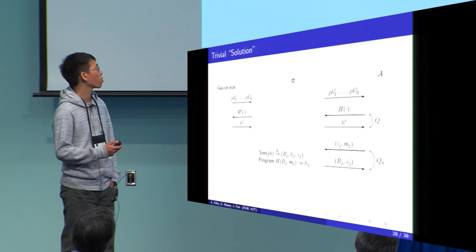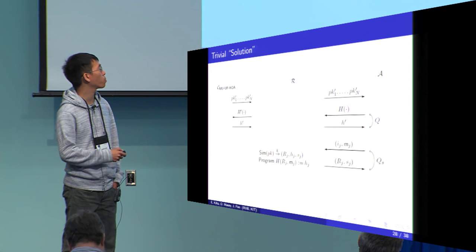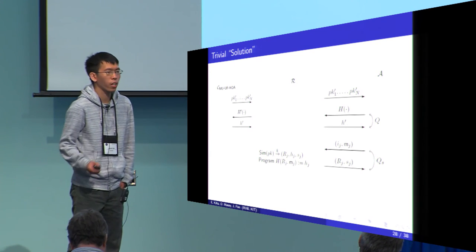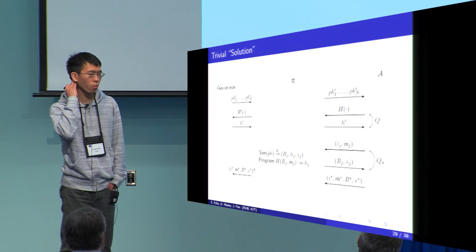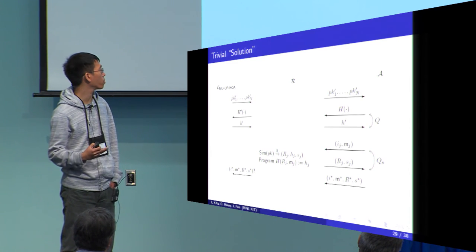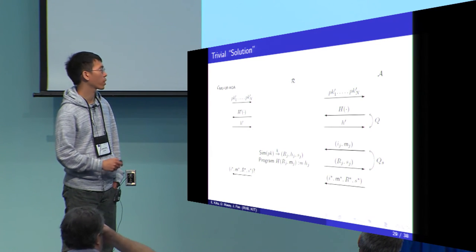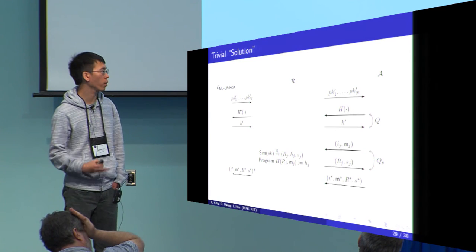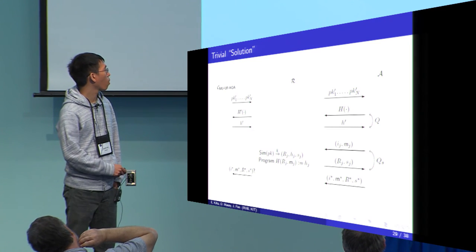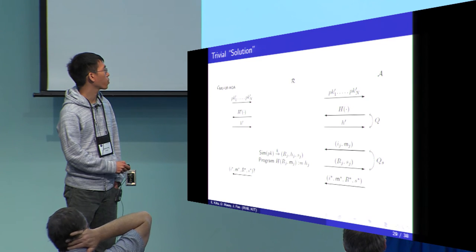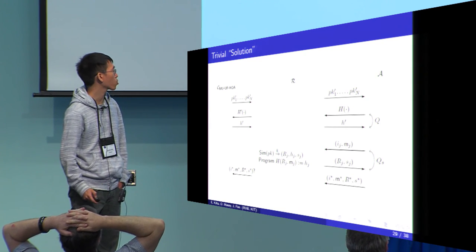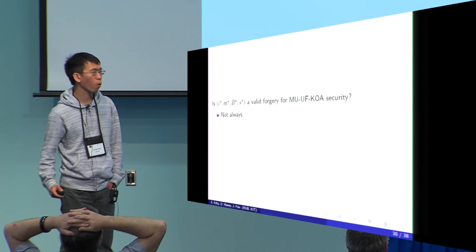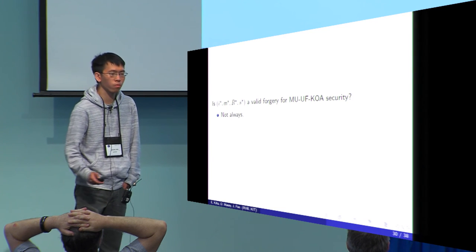So far so good. Because your public key is distributed properly, everything is fine, and your signature is distributed. So now comes the question: when the OSV gives you the forgery, how can you break the security of the KOA? Or another way to ask: is this forgery also a valid forgery for the KOA security? That's the question. But actually, it's not always. Sometimes it is, but not always.